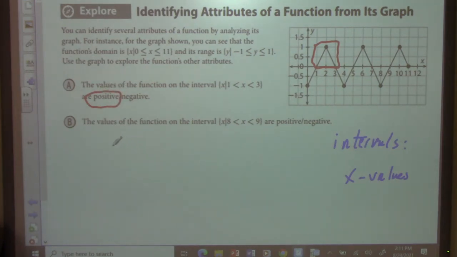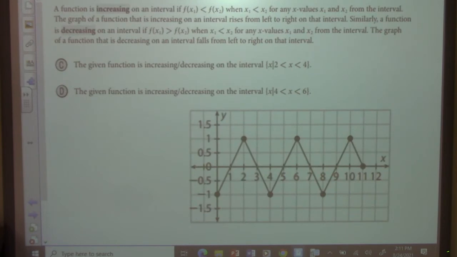And now for B, the values of the function on the interval from 8 to 9 are positive or negative. So here we are, 8 to 9. Are the values positive or negative? They are sitting here below the x-axis, right? They're negative. Negative, yes. So negative. Okay? Questions about that? No, sir. Okay. Now next, we go on here.